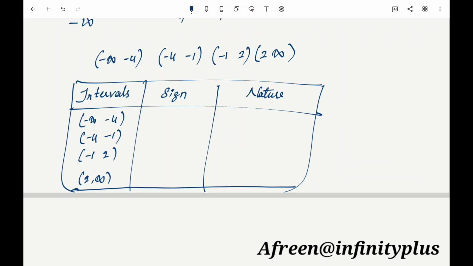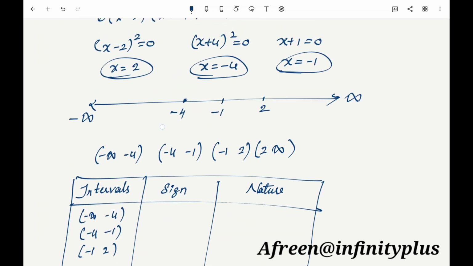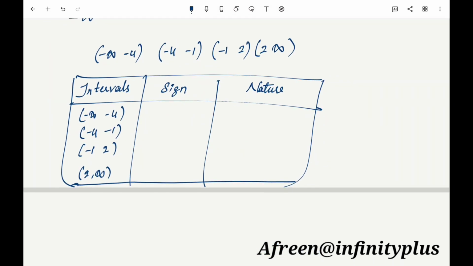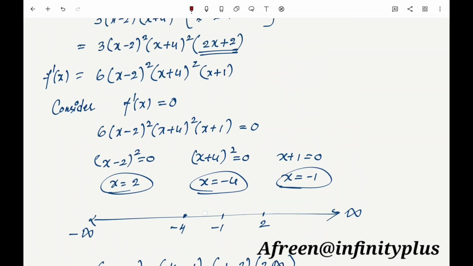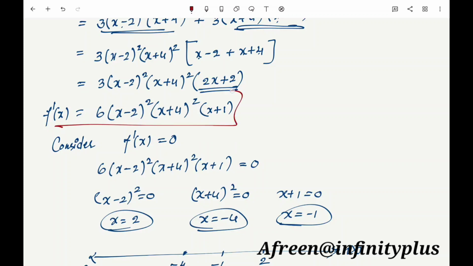So we have taken intervals on one side and we have to check the sign of f dash of x in each interval, and find the nature of the function f of x in these respective intervals, whether it is increasing or decreasing. If you take the first interval, it is -infinity to -4. You can take -5 as a reference. Take -5 and substitute it into this function.